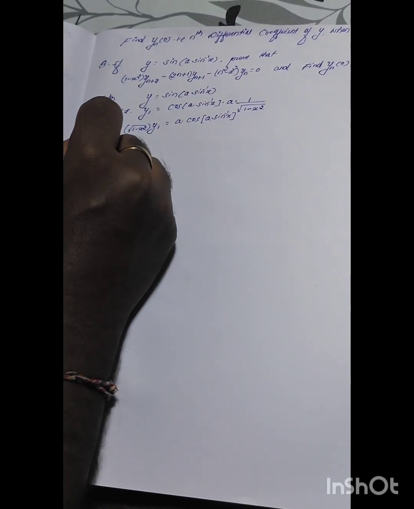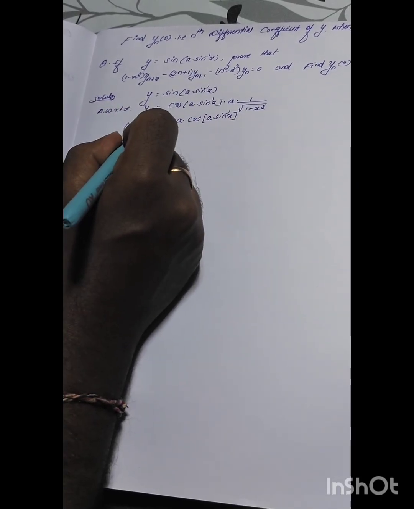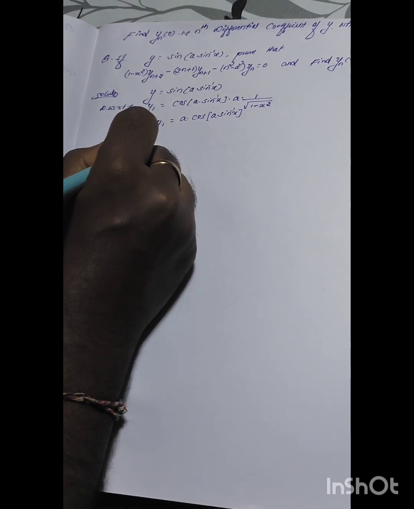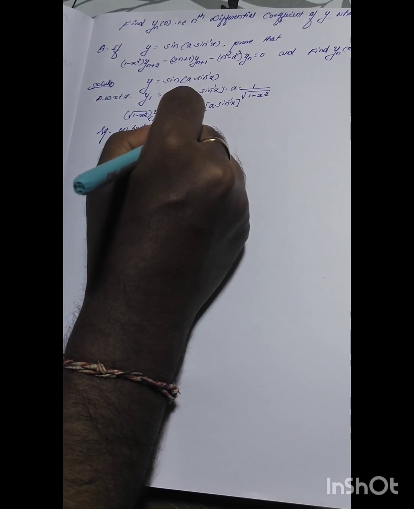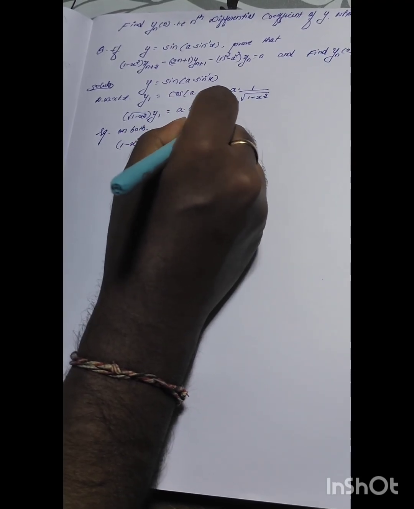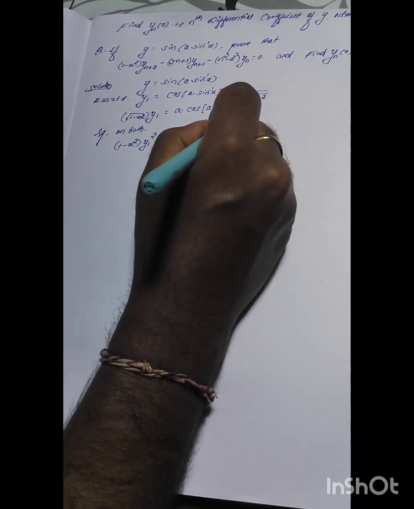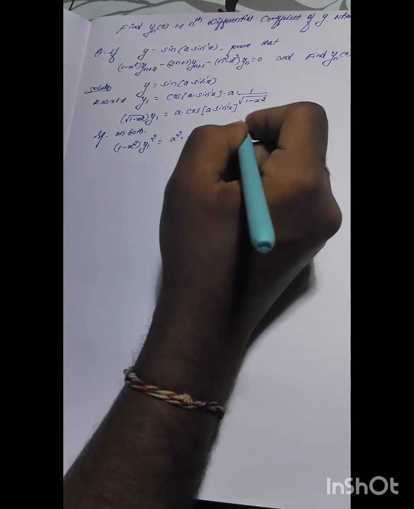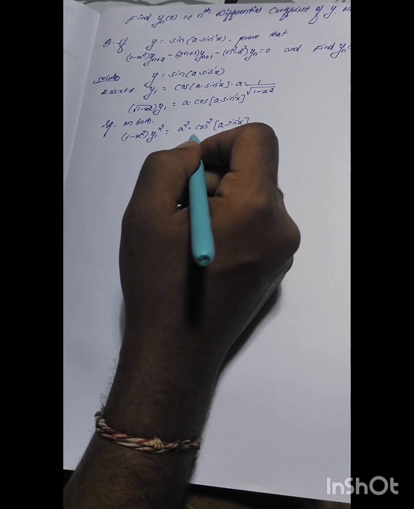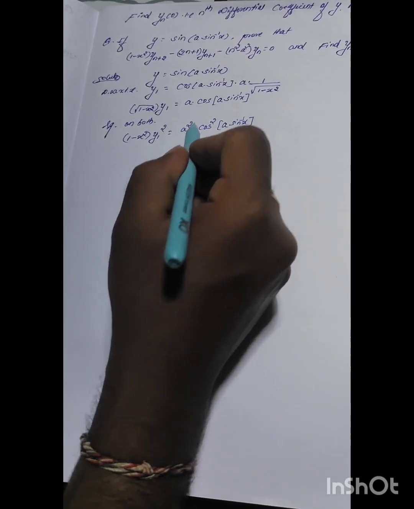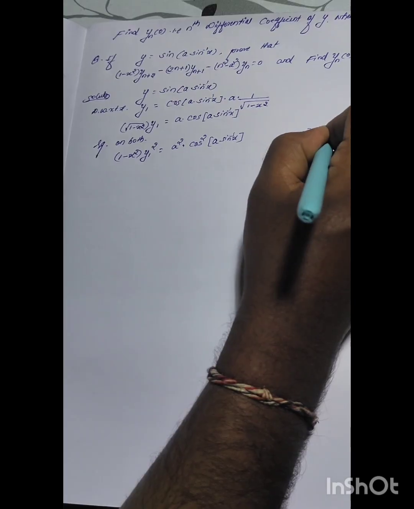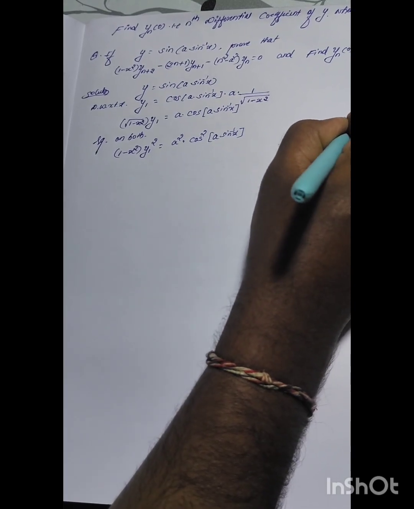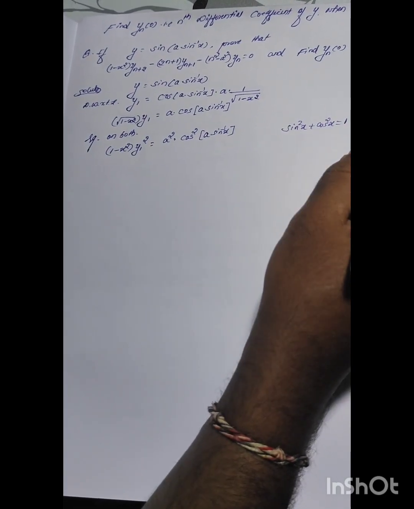Now squaring on both sides, what happens? 1 minus x square into y1 square will be equal to a square into cos square of a sine inverse x. If we carefully observe here, we have sine square plus cos square equal to 1, so this cos square can be written as 1 minus sine square.